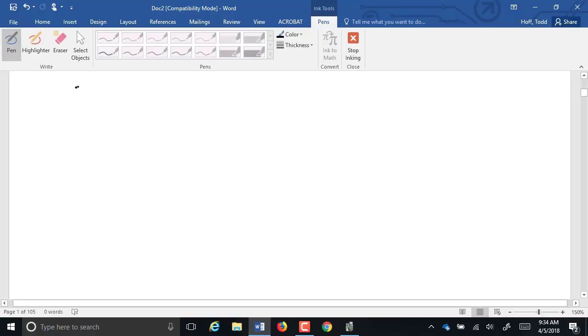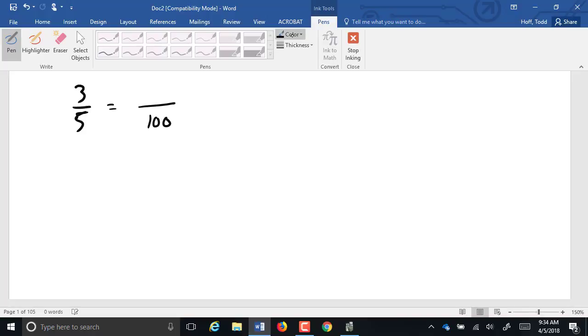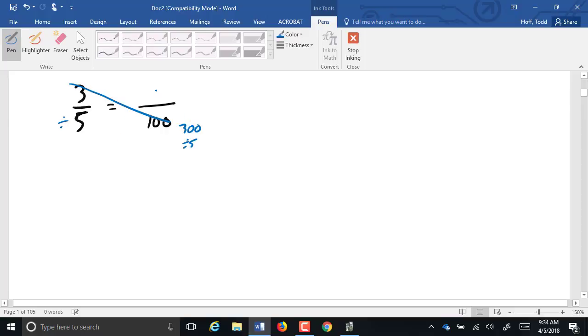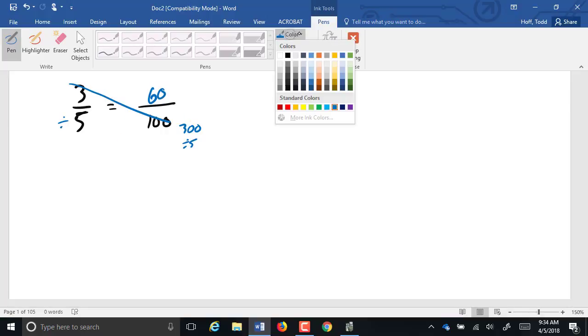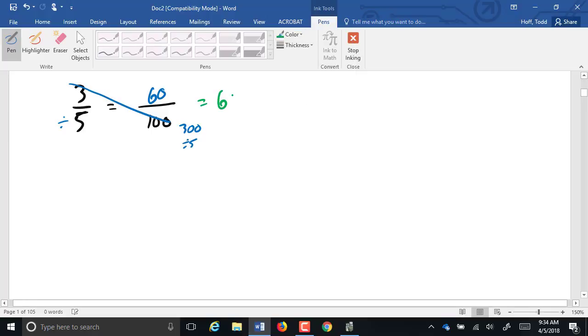And we looked at things like converting that fraction of 3/5 into a percent. We could think of that as being 3 out of 5, and a percent is always out of 100. So to find what percent that is, we cross multiply. 3 times 100 is 300, and divide by the 5, giving us 60. Well, 60 over 100 is 60%.